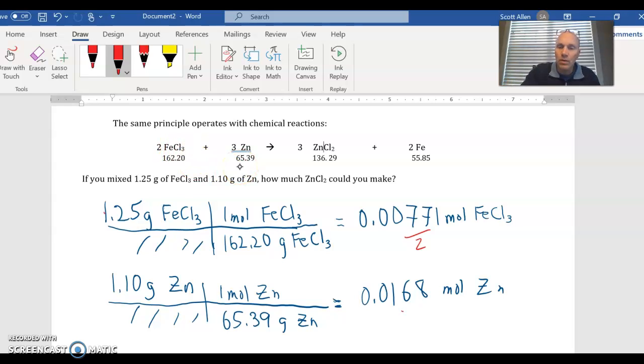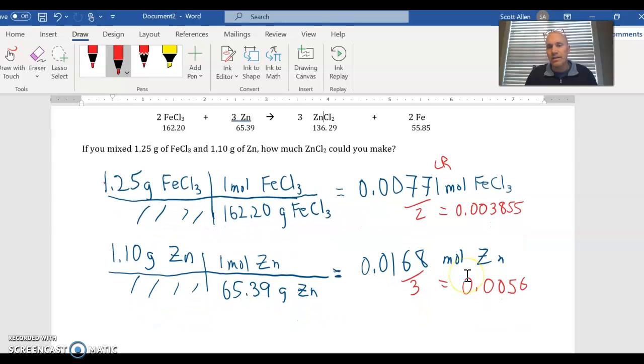This one right here, we're going to divide by 3, and we're going to use our calculator. Now that we've done that, we can see that this number right here is less than this number right here. That proves that this is our limiting reagent. The thing about this is that you actually end up doing a lot of work up front just to figure out which one runs out first.